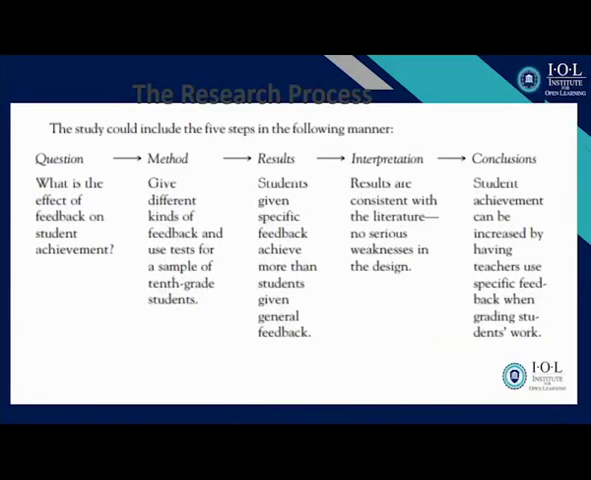Research process, yes, that is what now, okay? The study includes five steps in the following manner. It's just like what I said previously, that a question is about what is the effect of feedback on student achievement. So in this case, we are looking at formative assessment, or maybe summative assessment. Let me say, in this case it is formative assessment. For example, in the class you are teaching, you are asking students if they understand, and you also ask them some questions, or you give them group discussion or activity.